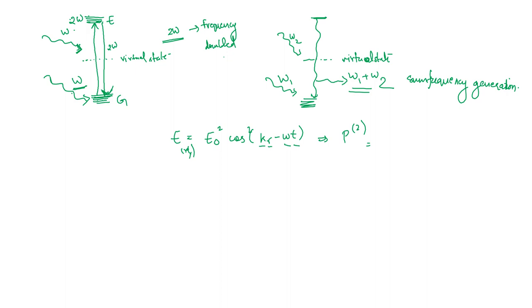When you expand it, you write it as chi to the power 2 E naught square by 2, plus 1 by 2 chi of second order multiplied by E naught of second order, cos(2kr minus 2 omega t). Now here we get to know that the total polarization has a frequency of 2 omega, and it depends on the E naught value.